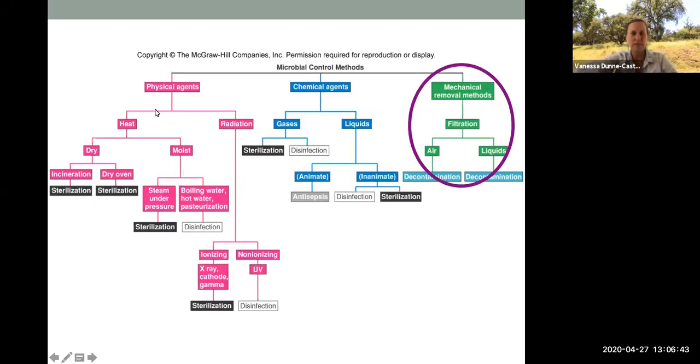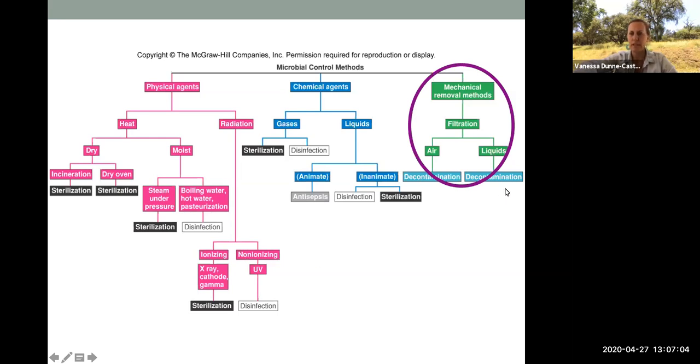Okay, so we're done with physical agents, talking through heat and radiation. Physical means to interfere with microorganisms and cause physical changes, specifically to proteins, enzymes, macromolecules, DNA, etc., different components of that cell, to cause alterations in metabolic activity or reproduction.